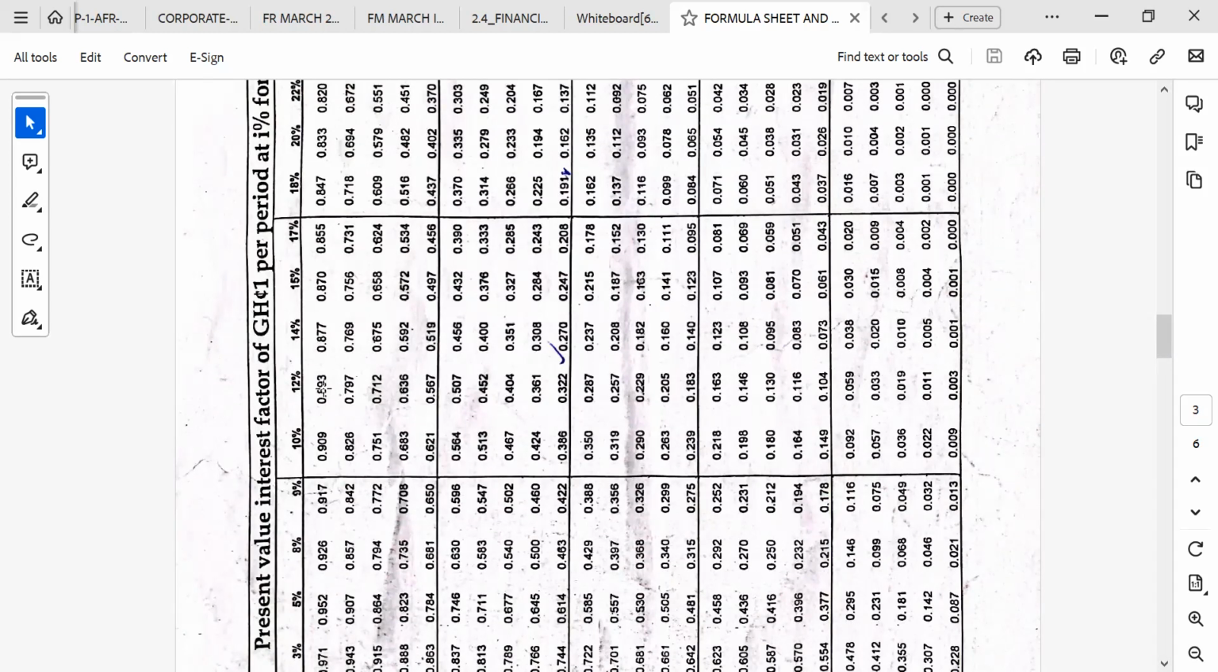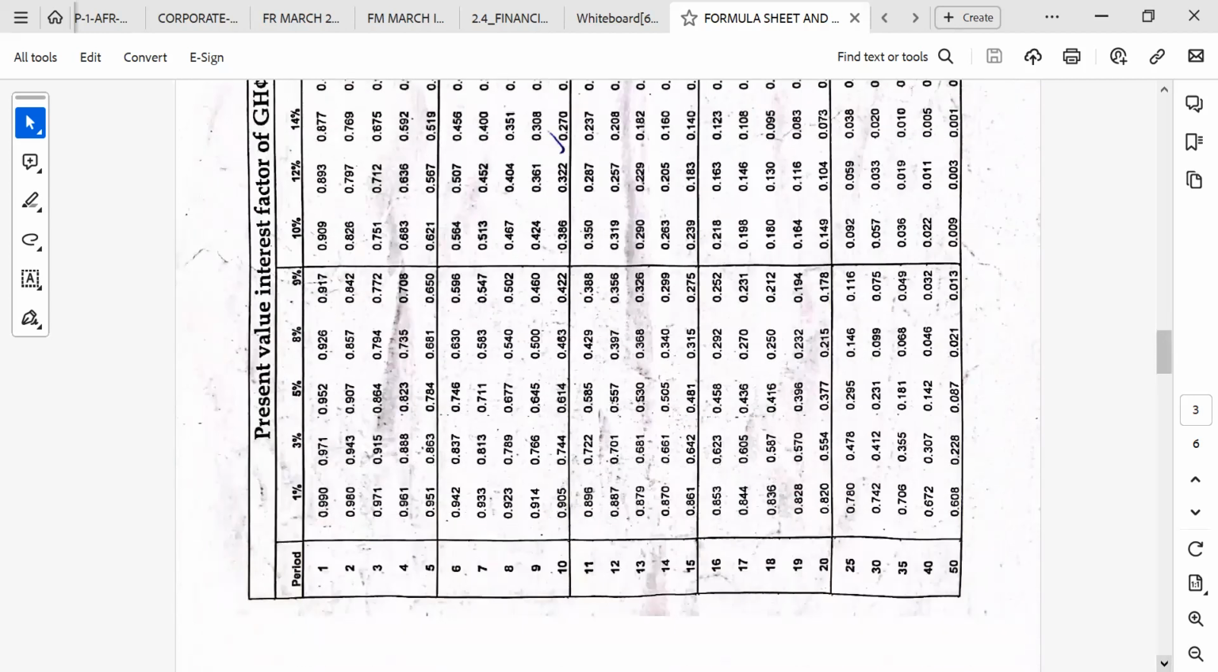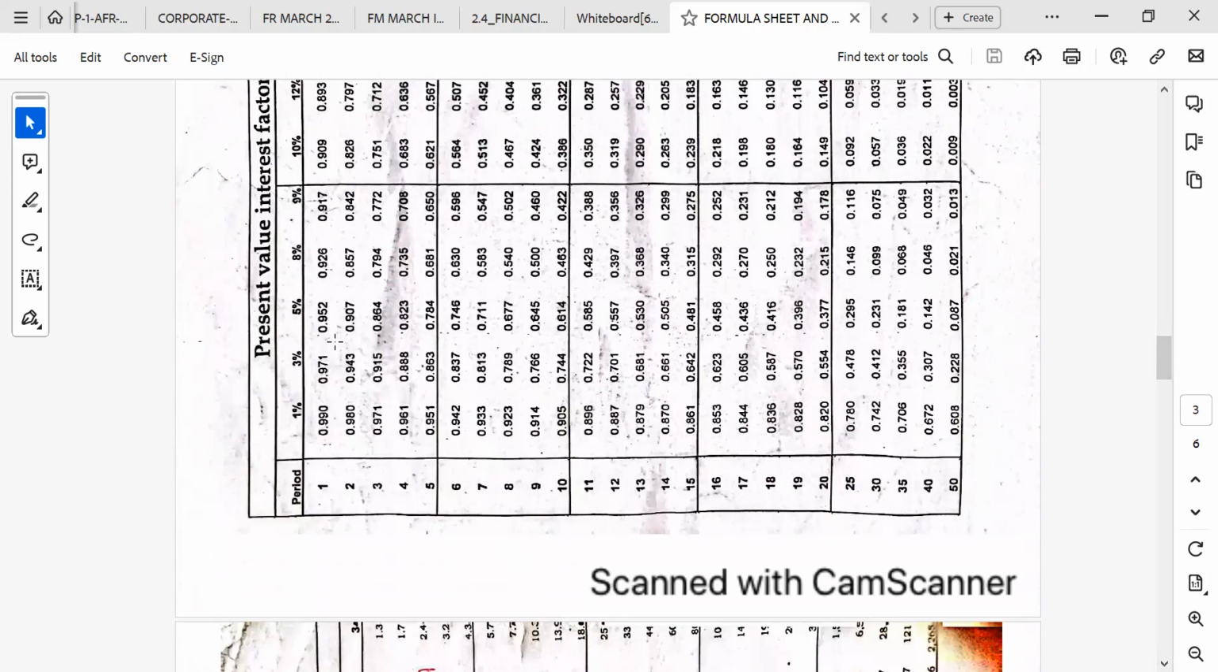If you check, you can see that at 12%, year 1 is 0.893, year 2 is 0.797, year 3 is 0.712, and year 4 is 0.636. You don't have to punch the calculator; you have to save time. So you just come to the first table and pick them. The percentages are at the top, then the years are over here. So if it is 5%, you count to year 1.